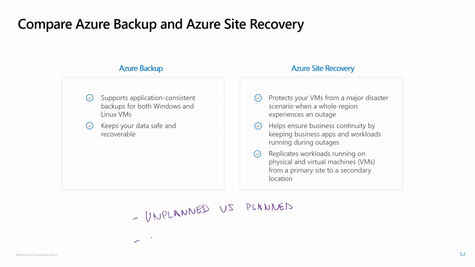Which one of these would support maybe live migrations? That may come up as a question for your exam, and update domains. For instance, for a virtual machine workload or a compute resource, this might be relevant.